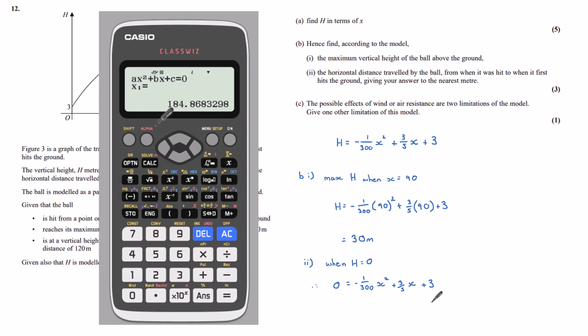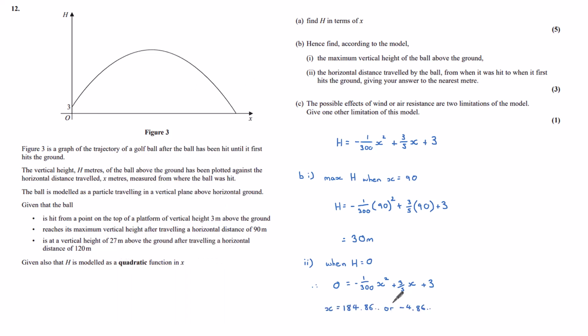This gives me a value of 184.86 and so on, and negative 4.86 and so on. And we've seen x can either be 184.86 and so on, or minus 4.86 and so on. Of course, it cannot be negative. So the value of x we want is 185 to the nearest meter.